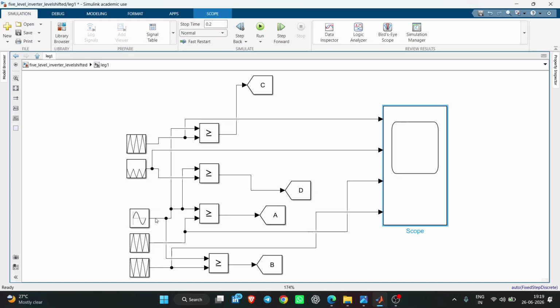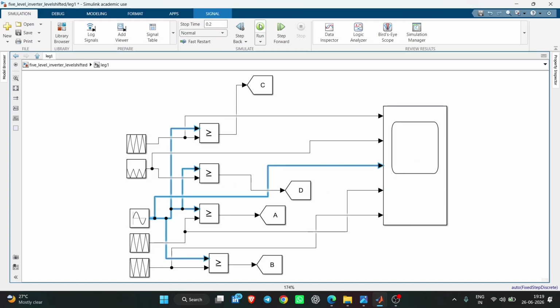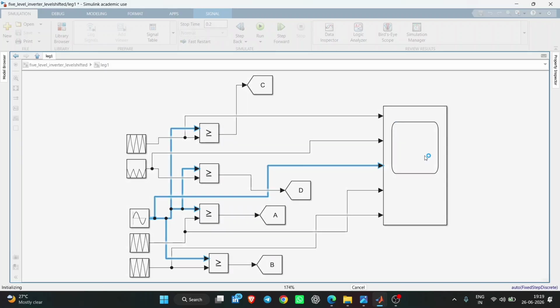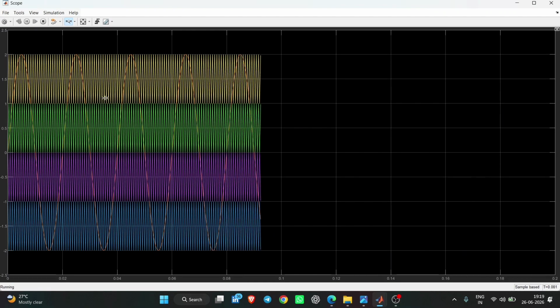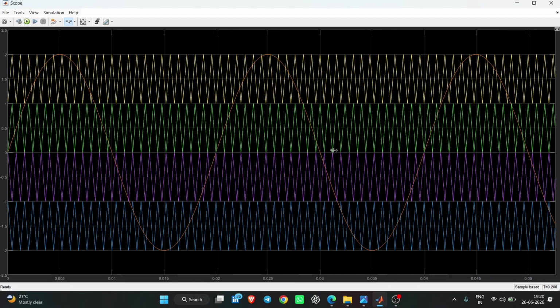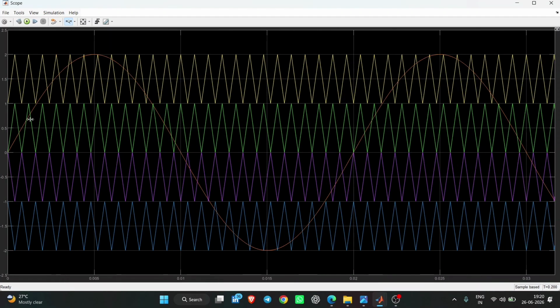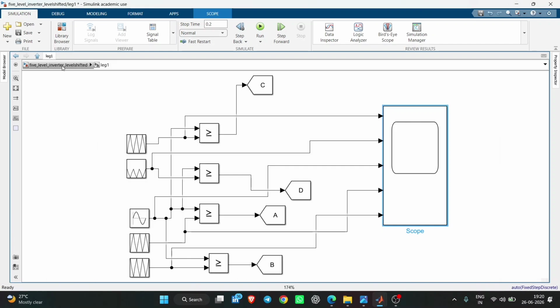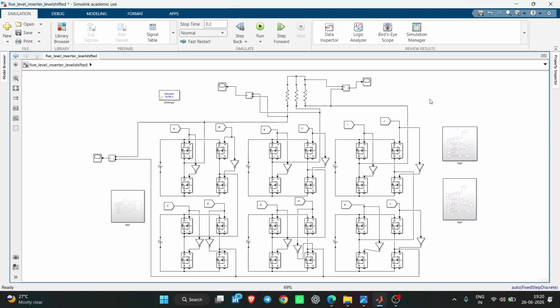If I use this also, let's use the sine wave also to see how these are cutting each other. Okay, so now you can clearly understand. See, now you can understand how the level shifted waves look, how the sinusoidal is cutting each wave, and how you are going to get 5 levels. Okay, understood? So this is the complete simulation.